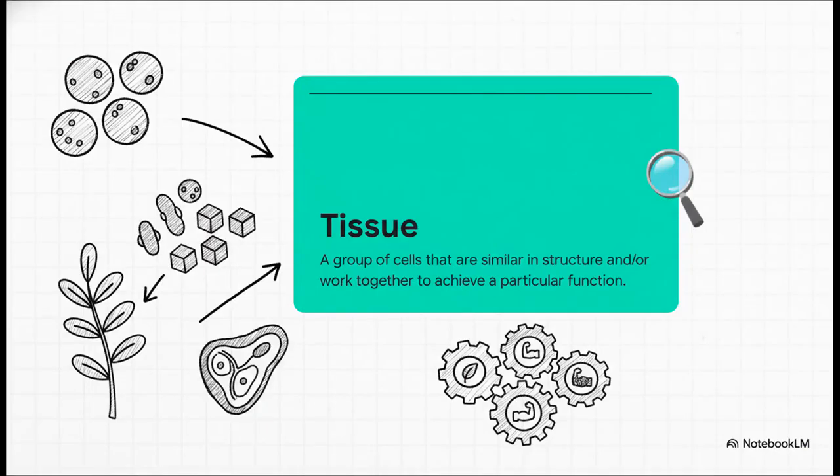So, first things first, what exactly is a tissue? Well, simply put, it's a group of cells that are similar and work together as a single team. In complex multicellular organisms like us humans, or even in plants, different groups of cells get specialized jobs. This is what we call the division of labor, and it's what helps the whole organism work so efficiently.